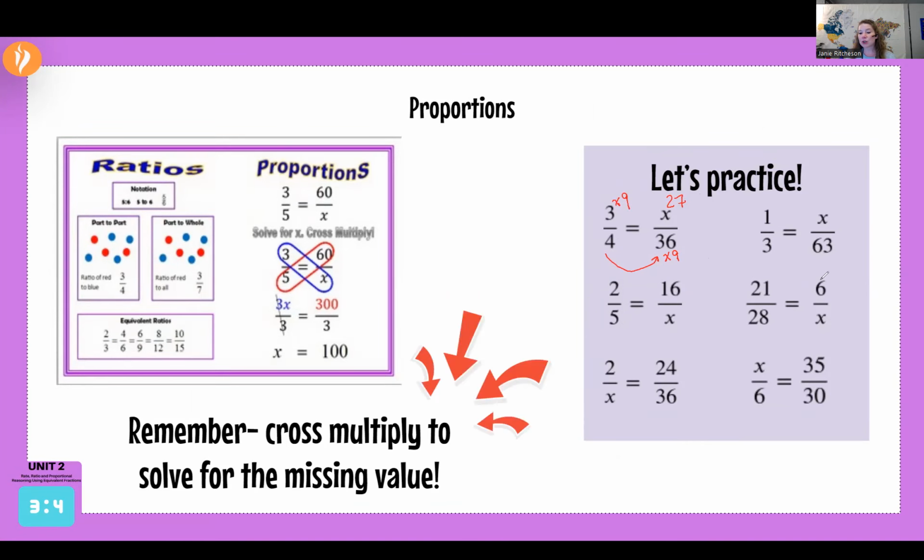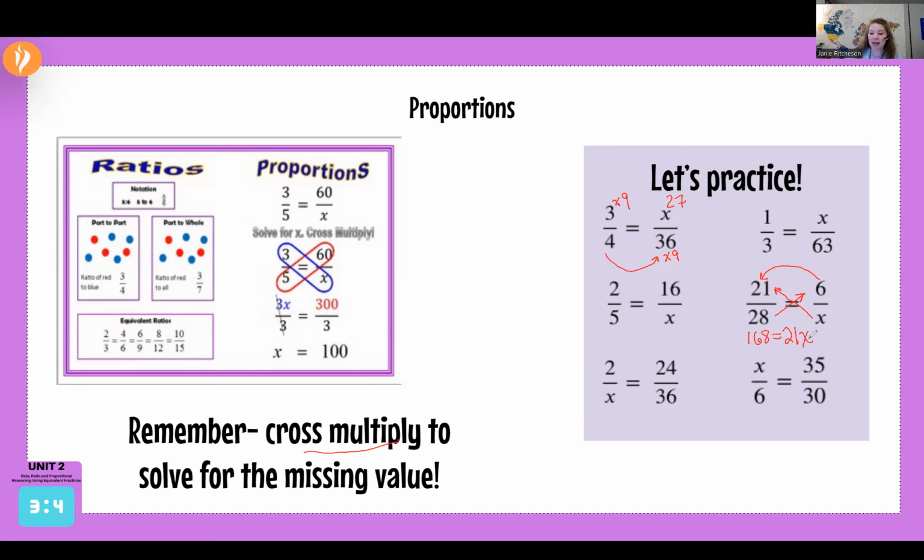However, sometimes one number does not go into the other number a whole number of times, right? 6 is not a factor of 21. So one way you can always figure out a missing value is to cross multiply like we did earlier. So if we multiply 28 times 6, I'm using my calculator, I get 168. And then if I cross multiply this way, I get 21 times x.